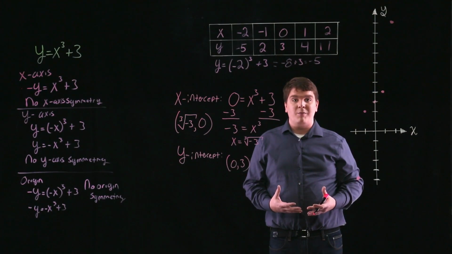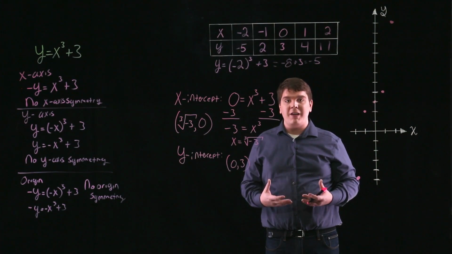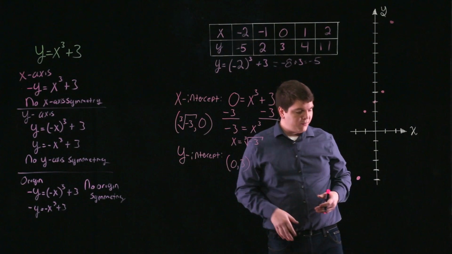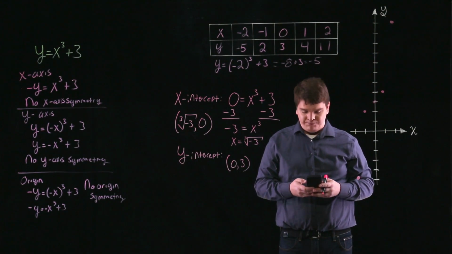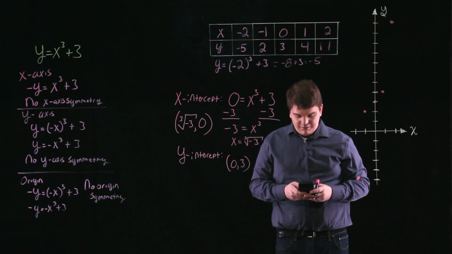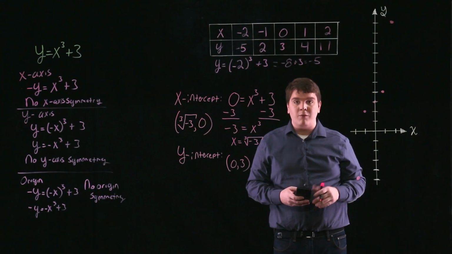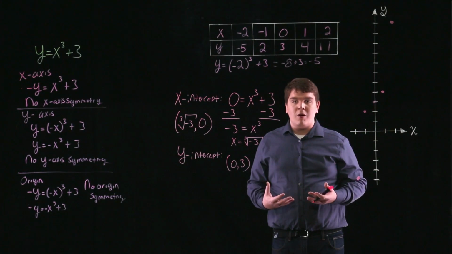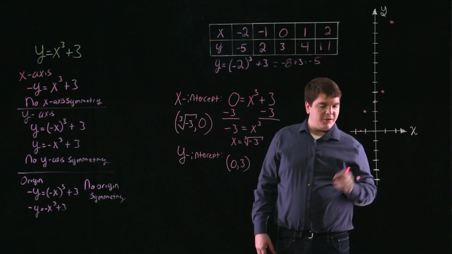Now the last point that we have to plot on our graph is the x-intercept. And the x-intercept we found was the cube root of -3, 0. In order to approximate where the cube root of -3 is, let's evaluate the cube root of -3 in the calculator. So -3 to the power of 1/3 is approximately -1.4. So the x-intercept is approximately the point -1.4, 0, which is somewhere right about here.